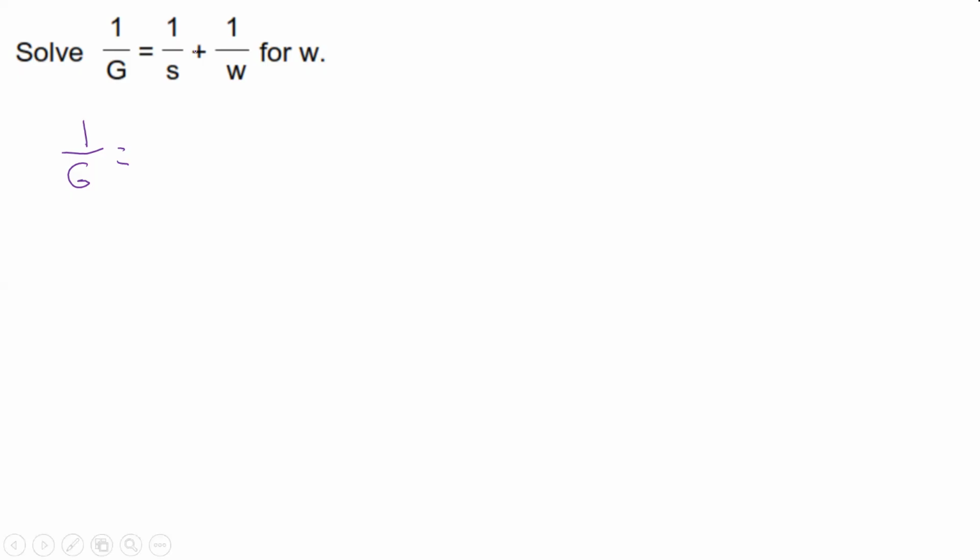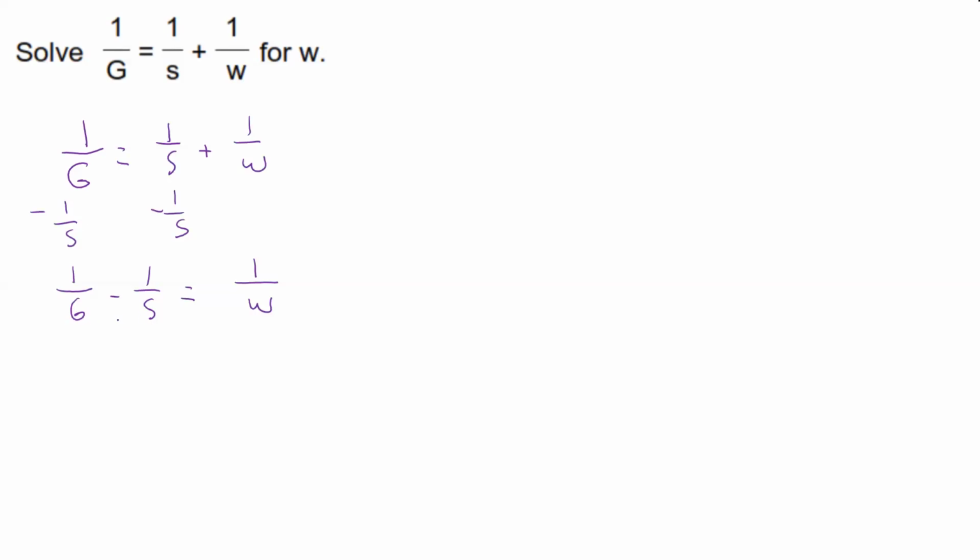And so let's see. Yeah, maybe that's not how to do it. Let's rewrite the whole thing anyway. So 1 over G equals 1 over S plus 1 over W. So let's get this by itself over here. Let's subtract 1 over S. So we have 1 over G minus 1 over S equals 1 over W.